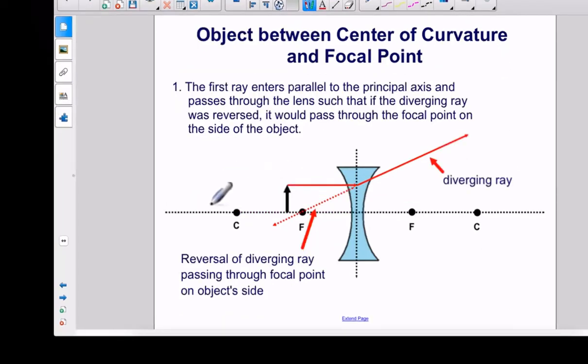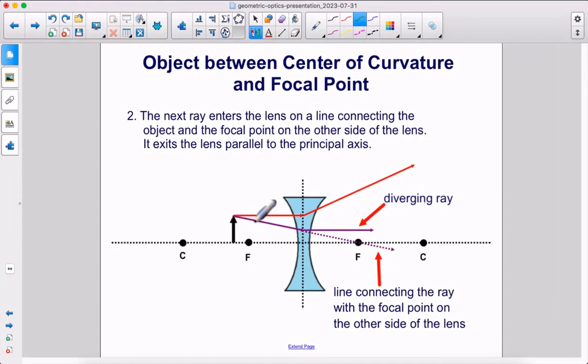All right, now we're moving the object closer to the lens. Now it's between the center of curvature and the focal point. The first ray is going parallel to the principal axis, and when it hits the lens, it's going to diverge. But if you dash it back, it would go through the first focal point here. The next ray is going to aim at the far focal point, but as soon as it hits the lens, it will then go parallel to the principal axis.